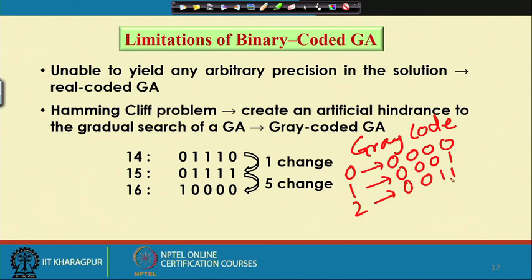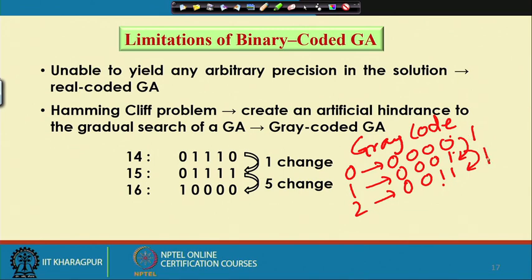Now, here if you see, to move from 0 to 1, I need only one change, that means this 0 has to be converted to 1. Similarly, if I want to move from 1 to 2, I need once again only one change, that means this 0 has to be converted to 1. So, I have one change here, and one change here.